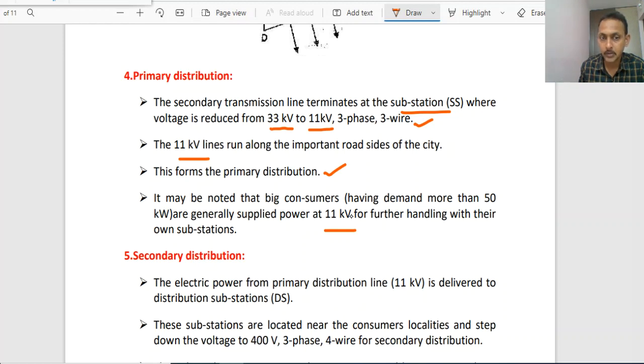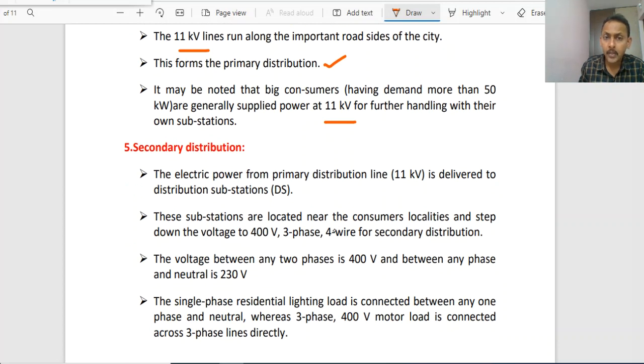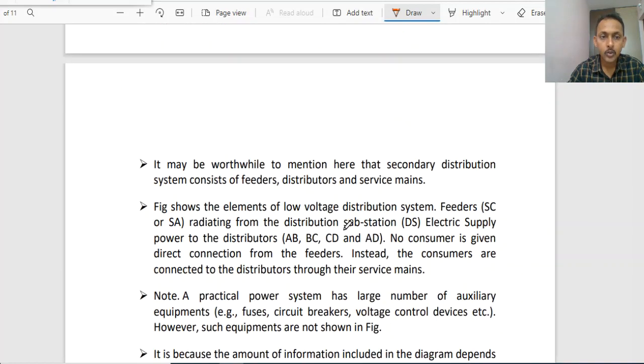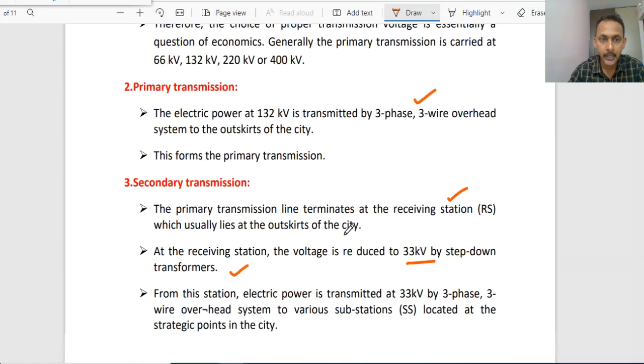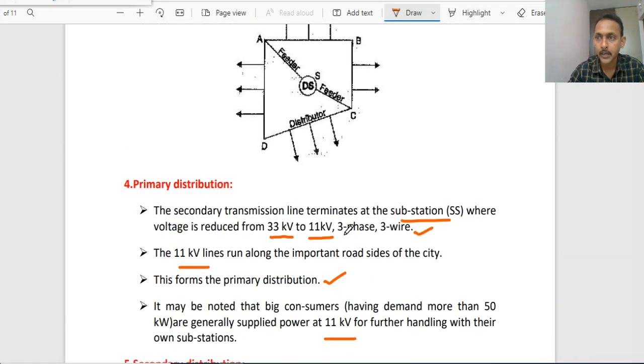Now the secondary distribution: here the power from the primary distribution line is delivered to the distribution substation. Now this 11 kV will be stepped down to 400 volts, and this will be carried out with the help of a 3-phase 4-wire system for the secondary distribution. Clear? So this is all about the primary transmission, secondary transmission, generating stations, primary distribution, and the secondary distribution.